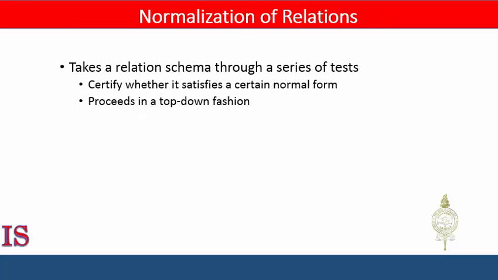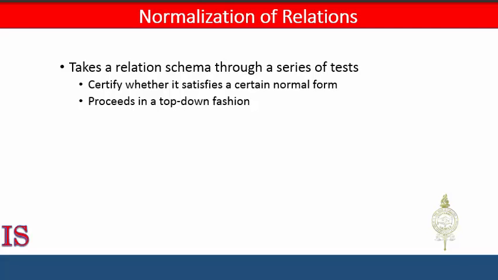The normalization process, as first proposed by Codd, 1972, takes a relation schema through a series of tests to certify whether it satisfies a certain normal form. The process, which proceeds in a top-down fashion by evaluating each relation against the criteria for normal forms and decomposing relations as necessary, can thus be considered as a relational design by analysis.